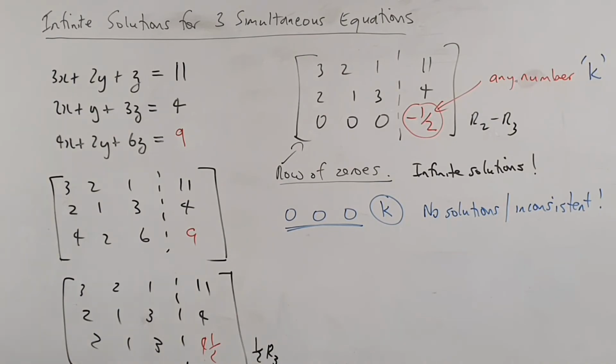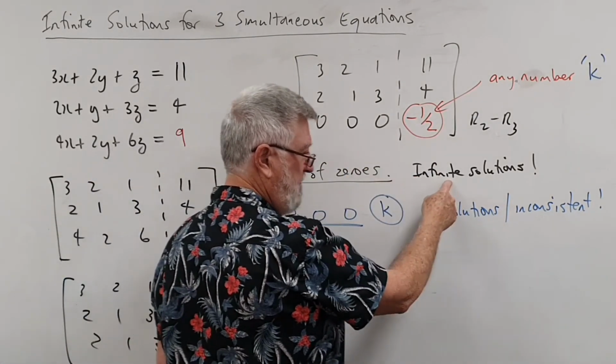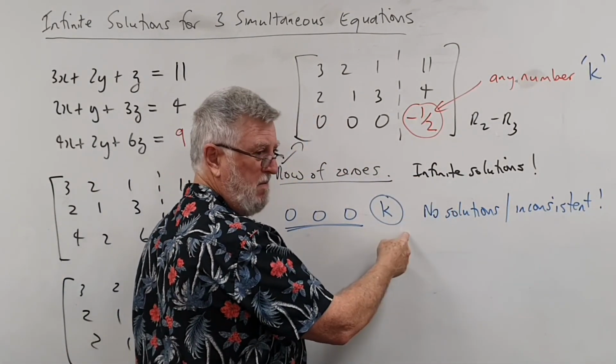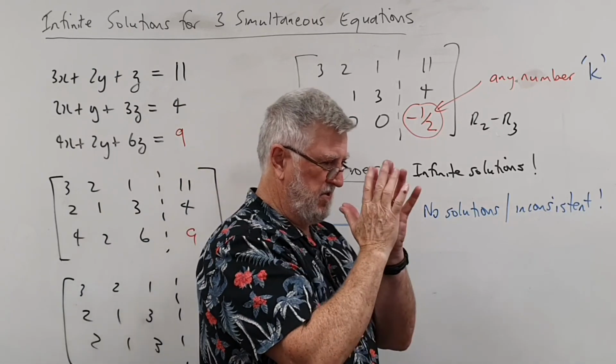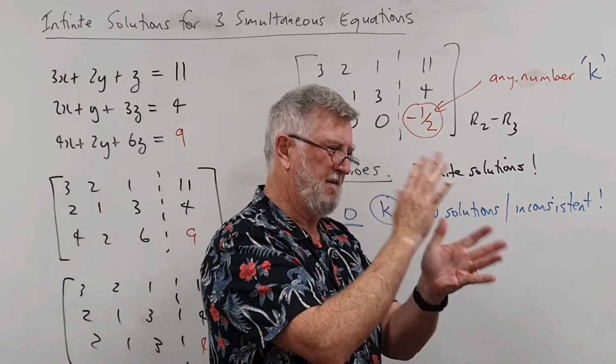So now we're going to apply that over and over again. Row of zeros, infinite. Row of zeros with a number. I want you to see there's two planes slightly apart, no solutions.